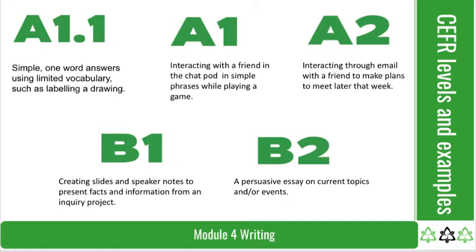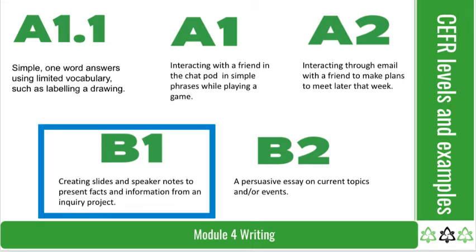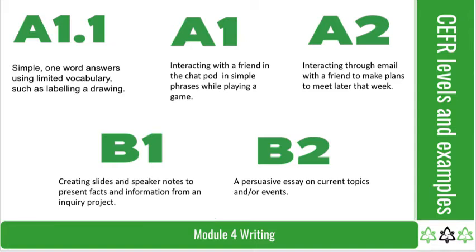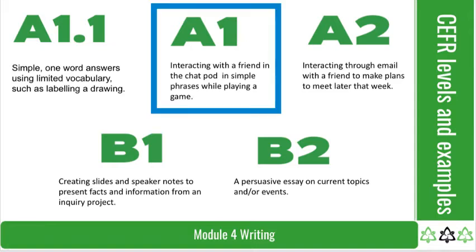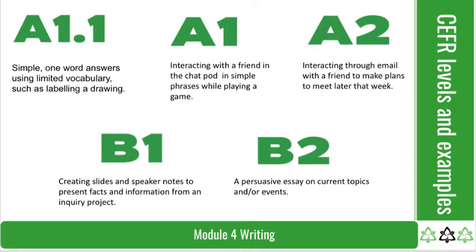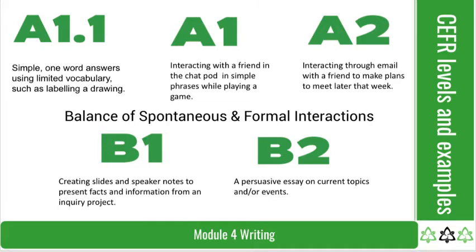This slide provides some examples of activities that could be used to build writing skills. A written production at the B1 level, for example, might involve creating slides and speaker notes to present facts and information from an inquiry project. An interactive written task at the A1 level could be to have learners interact in a chat pod using simple phrases while playing a digital game. It is important to provide a balance of written interaction and production, of spontaneous and more formal writing tasks as learners work through the writing process.